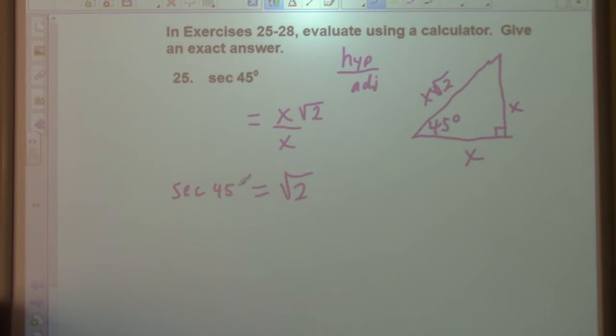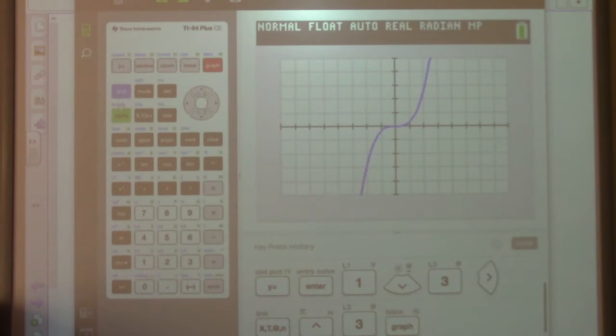Now we get to what Jose was checking on. It's going to be that or 1.41 something, right? Which one do they give in the book? It just says square root of 2. Okay, yeah. To me, that's a better answer. But if you did it with a calculator, this is what it would look like.